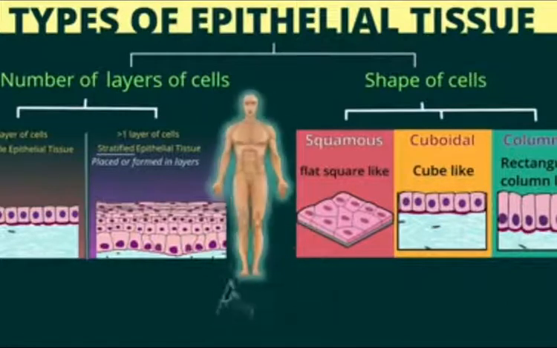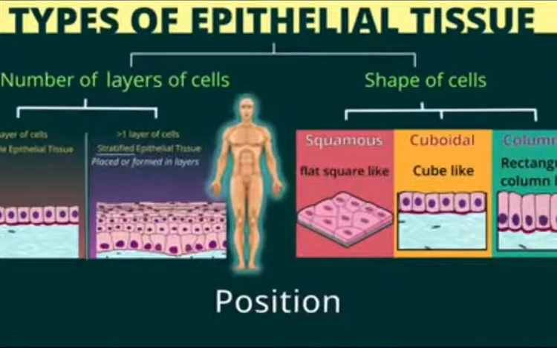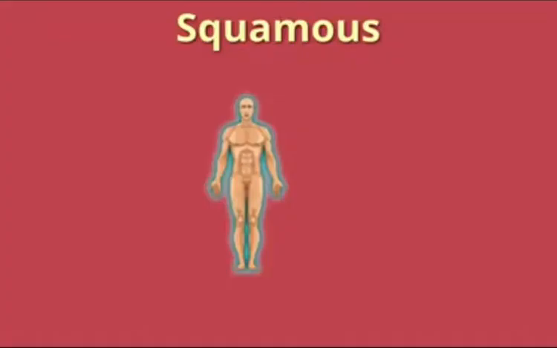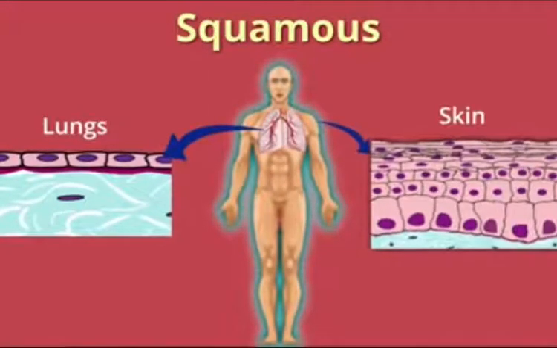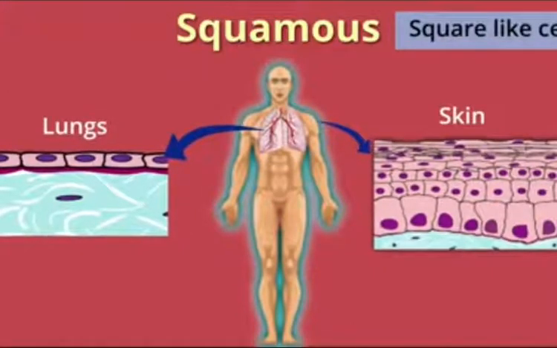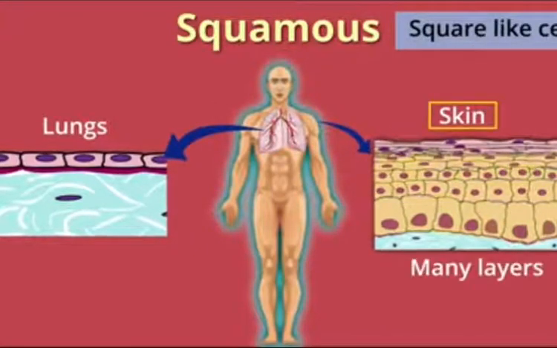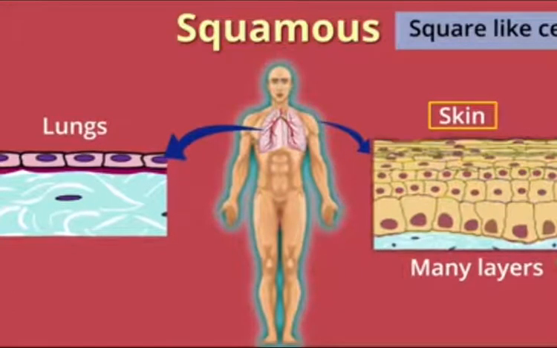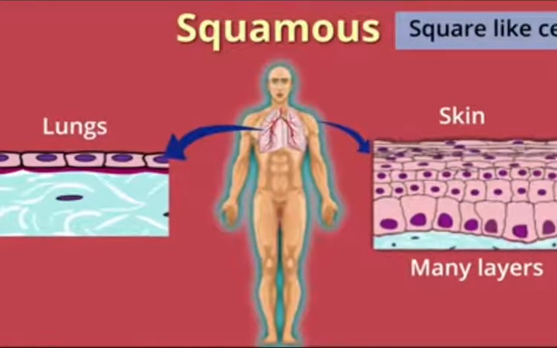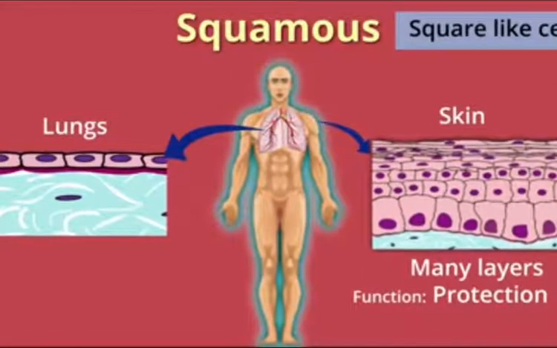Now let us discuss the position of these types. Based on position, let us study the first one, squamous epithelium. This you find in our lungs as well as in the skin. Carefully observe these cells, students. In the lungs, the squamous cells are a single layer and in the skin they are many layers. Why are there many layers in the skin? Because the skin's function is to protect. Protection it gives. That is why the cells have many layers.